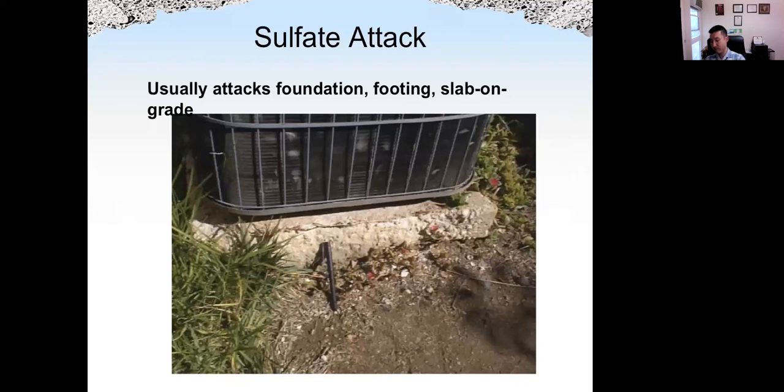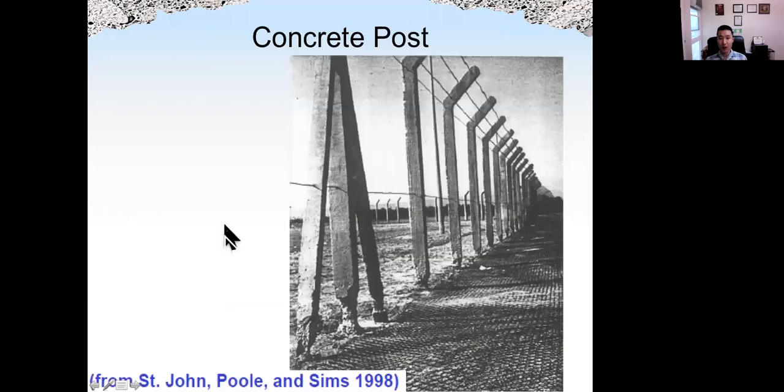This is the concrete footing for an air conditioner. The footing is in touch with the ground. If the ground has sulfate, we may have sulfate attack like this. We can see some cracks and spalling of concrete. Here is a concrete post, which also comes from the ground. You can see the concrete above the ground spalls off quite a lot. Concrete further up is okay.